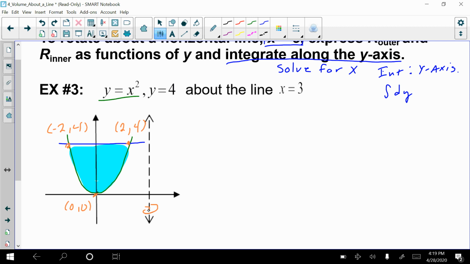Now the one thing that we want to do before we get too much further into this is, because we're going to be integrating along the y-axis, we need to go back and take our functions and solve them in terms of x, particularly the quadratic parent function. So if I took the quadratic parent function and solved it in terms of x, I'm going to get x equal to essentially the positive and negative square root of y.